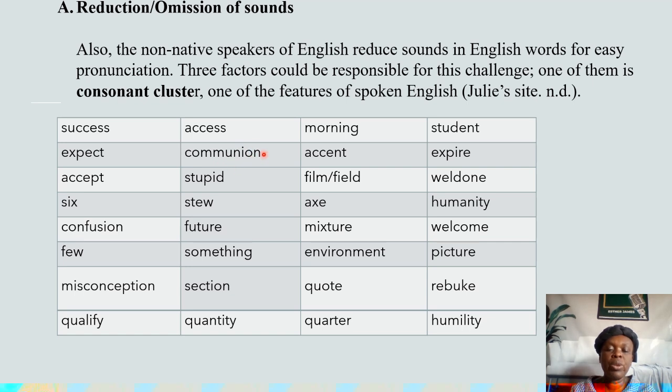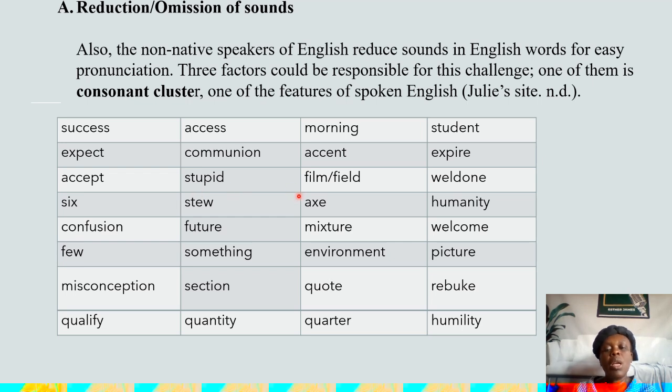And you have communion. So you have the yes sound, hidden yes sound after the M sound. So it's not commu, it's communion. You have accents, not accents. Remember the double C, we have K and S. So we have accent. We have expire. The X has two sounds. Expire. All right. The next one is accept. I've explained the double C before. The next one is stupid. It's not stu. So you have the yes sound after the T.